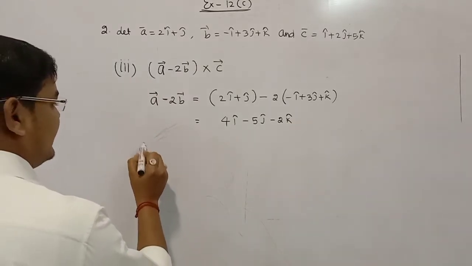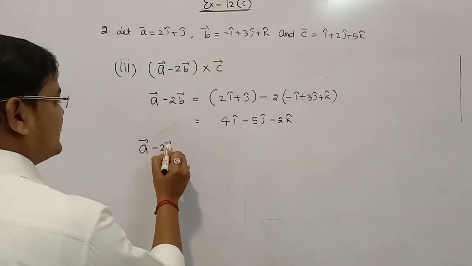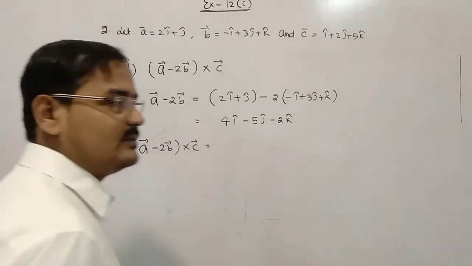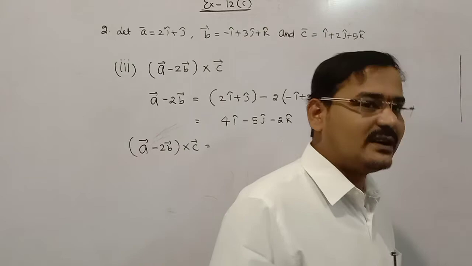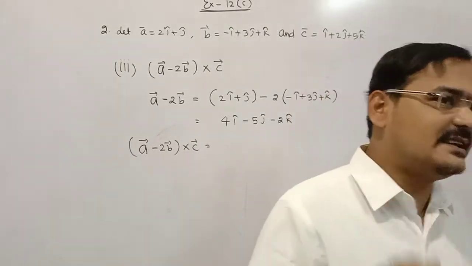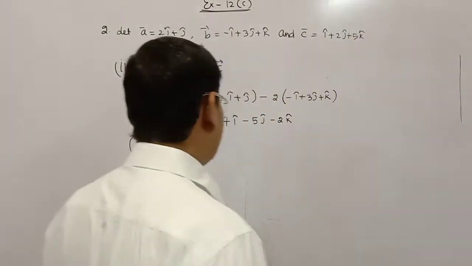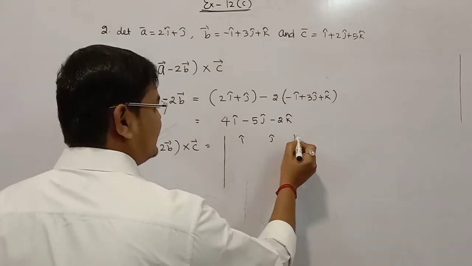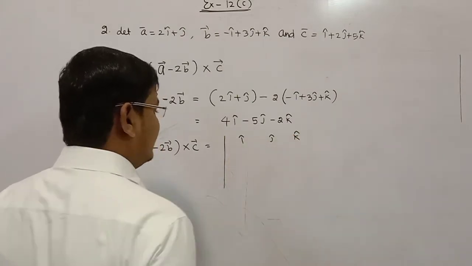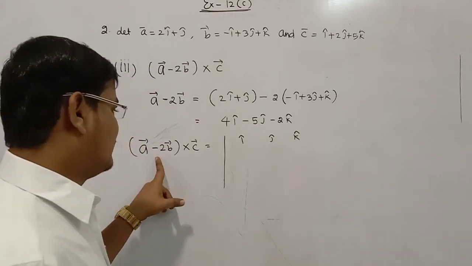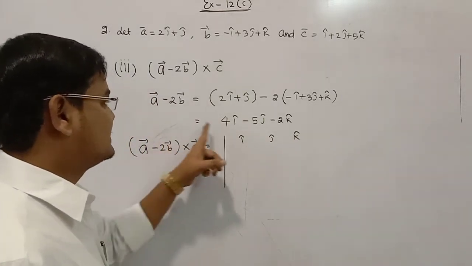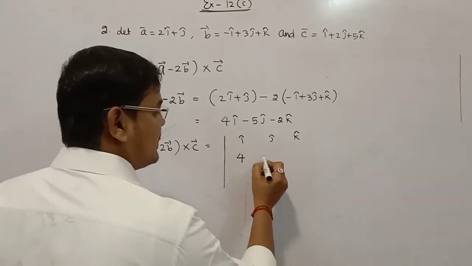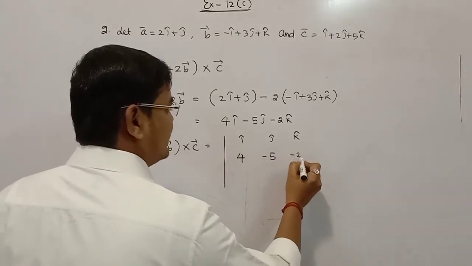Now find a bar minus 2b bar cross c bar. In the previous class we discussed the meaning of the cross product. We need to find the determinant. How can you write the determinant? First of all, the first row is i bar, j bar, k bar. Now write the coefficients of a bar minus 2b bar: 4, minus 5, minus 2.